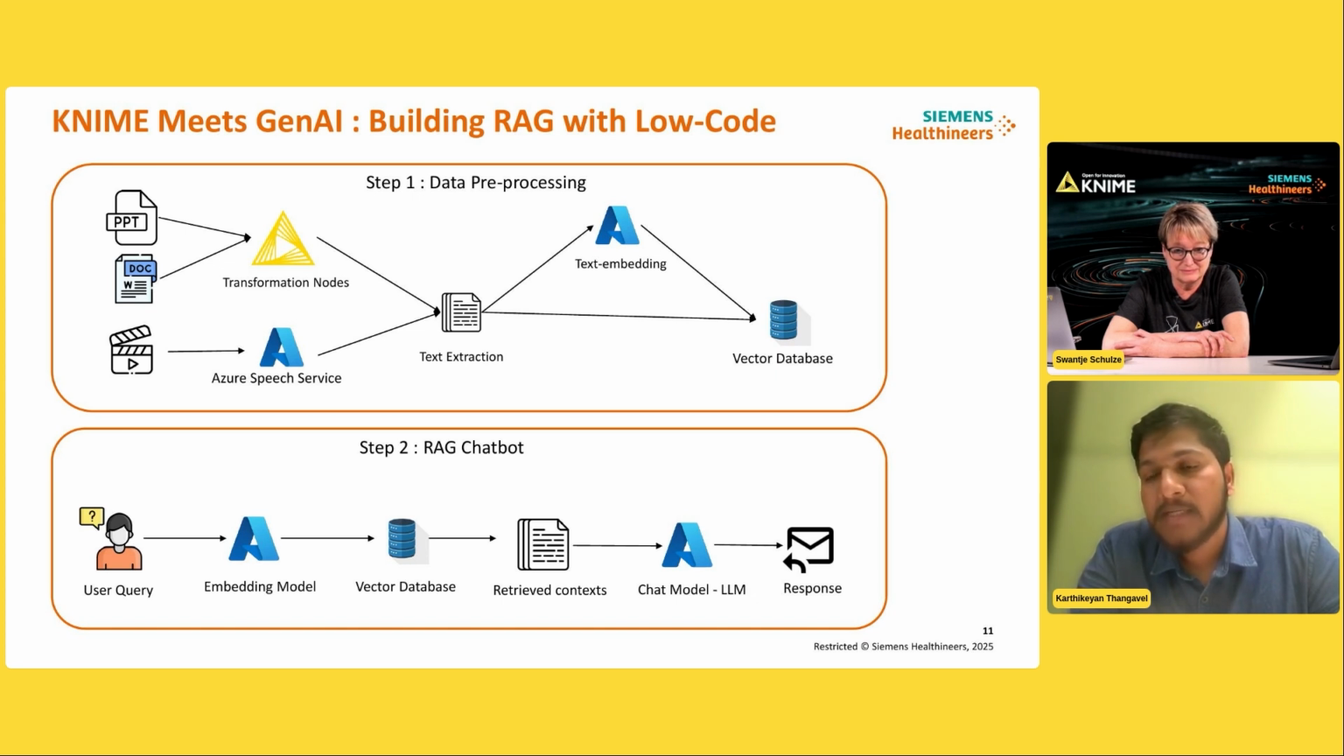So the second aspect is where the chatbot interface comes in. The user can ask a question, and then the embedding model will go to the vector database to retrieve the top 5 matching contents, and then it will send them to the chat model to generate a response for the user.